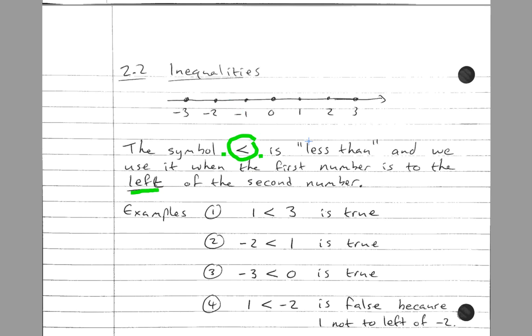And so for example, example 1, 1 is less than 3. And that's saying 1 is to the left of 3 on the number line. So this is true.